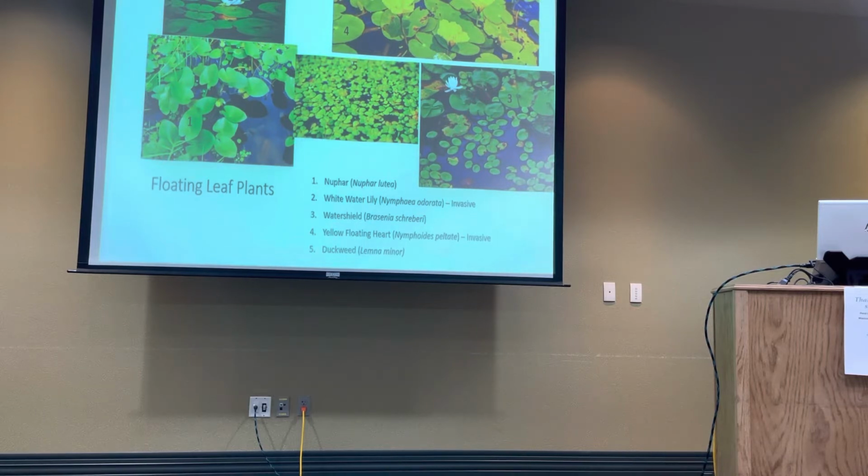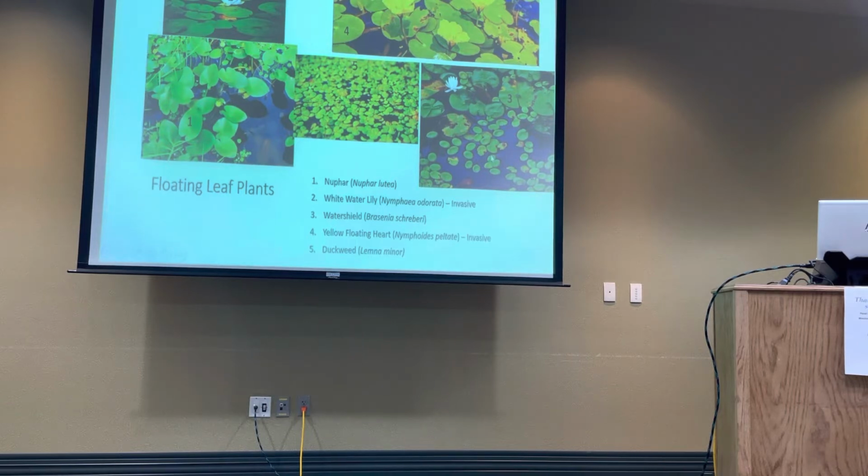Then obviously yellow floating heart, top right, looks similar to the nuphar, only with a little bit smaller leaves that usually don't protrude from the water. And then we've got water shield, number 3. At the bottom right of the screen, you can see the white water lilies on top, and then these smaller little pads underneath, those are water shield.